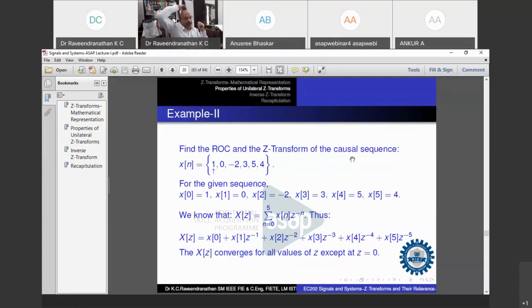Then you can also obtain the initial values of signals. If you know the transform, you have the initial value and final value theorems, right? So these are the typical applications. You can get to know the initial value x of 0, as well as the final value x of infinity, right? Using the transform properties. If you know x of z, you can easily calculate x of 0 as well as x of infinity, the initial value and the final value. These are other typical applications, right?